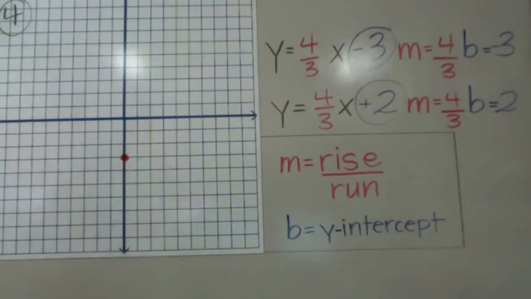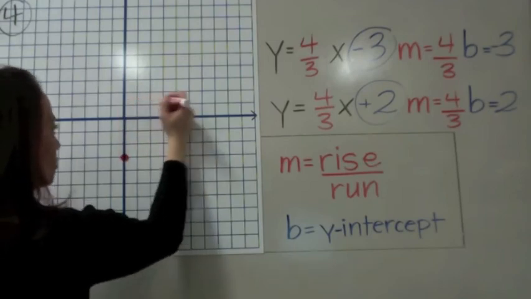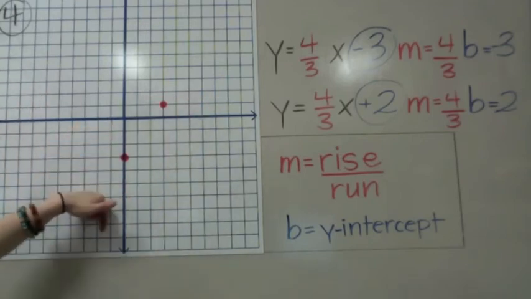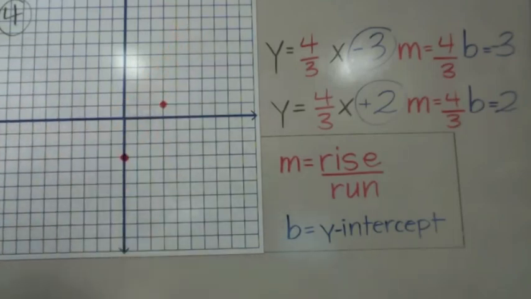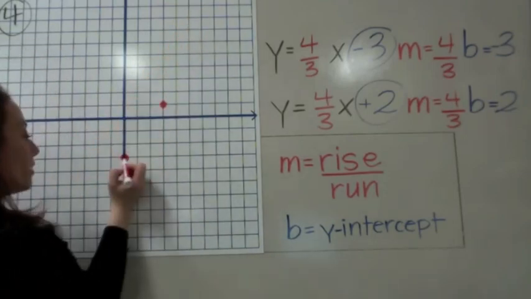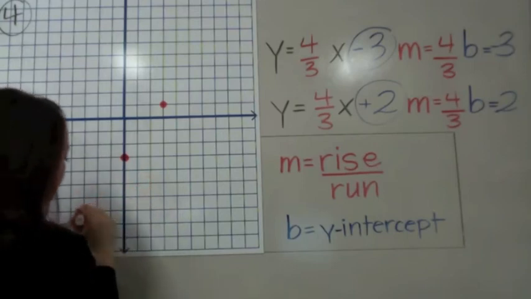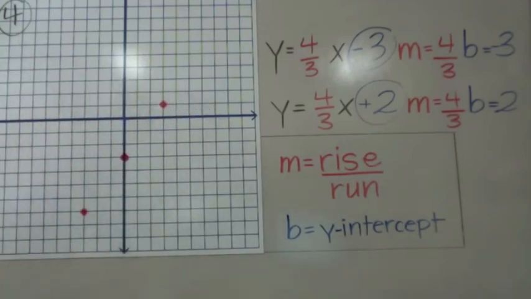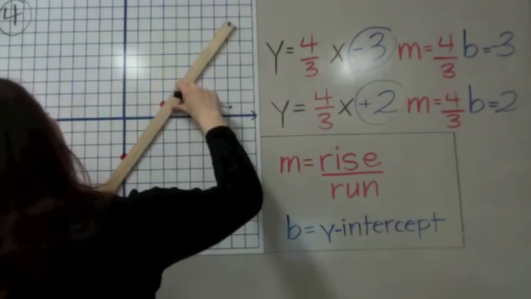Then it tells us to go up 4 and over 3. Up 1, 2, 3, 4, over 1, 2, 3. Great. Okay, I'm also going to go in the other direction, just as a review. You're going to notice this line has a positive slope. What kind of slope does it have? A positive slope. So I'm going to go down 1, 2, 3, 4, and over 1, 2, 3. Boom. From those points, now I can graph my line. So get your ruler, please, and graph this line.